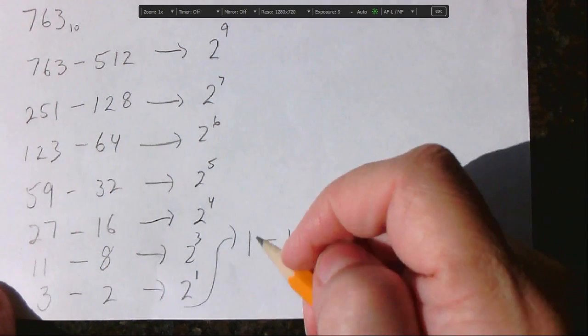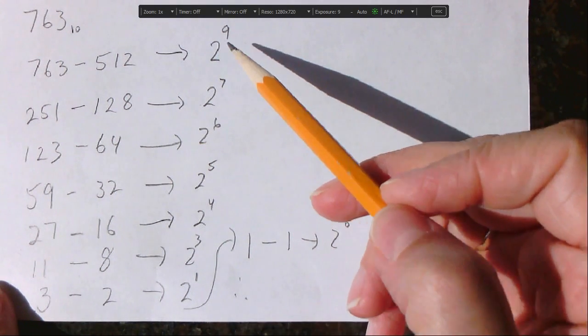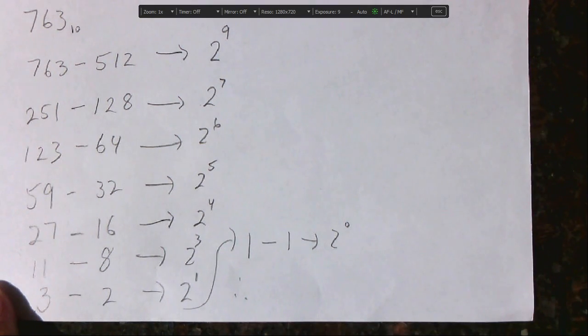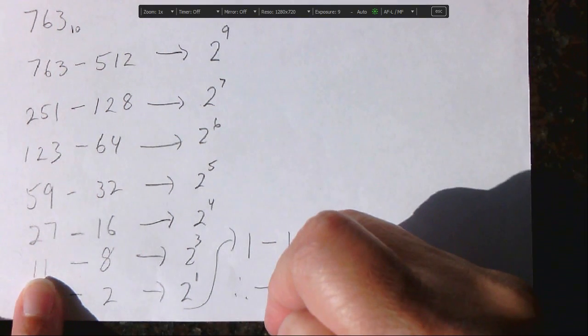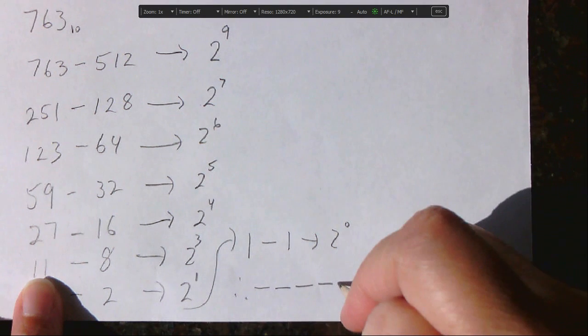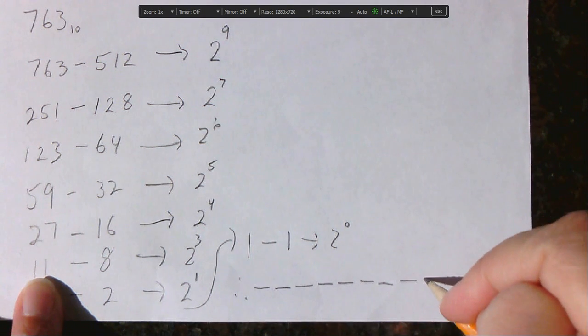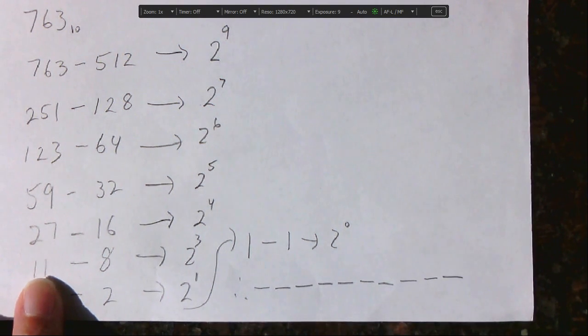So when I write my digits, I know I have to go up to 2 to the 9. So how many blanks should I put in? Well, I should put in 10 because we start at 2 to the 0. 1, 2, 3, 4, 5, 6, 7, 8, 9, 10.